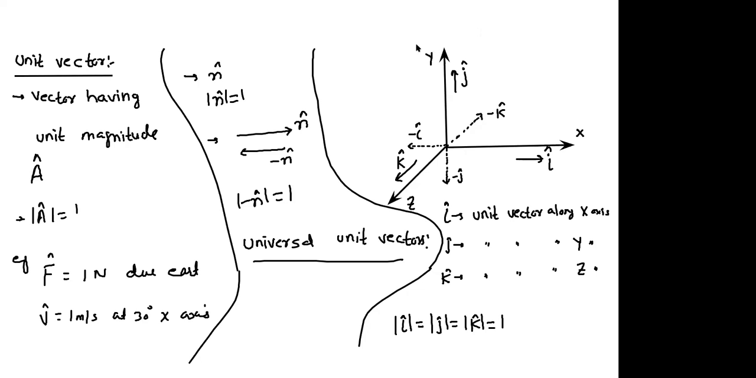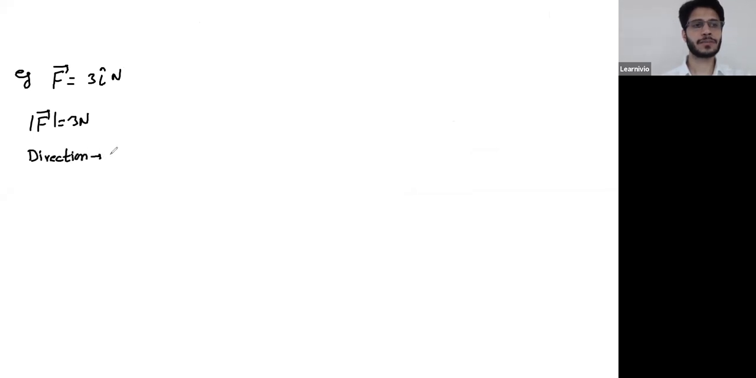Okay, so let's erase it. So see how we use unit vector in physics. First example, if I say that I have a force of 3I cap Newton, its magnitude is simply 3 Newton, but its direction is I cap, means direction is along x-axis.